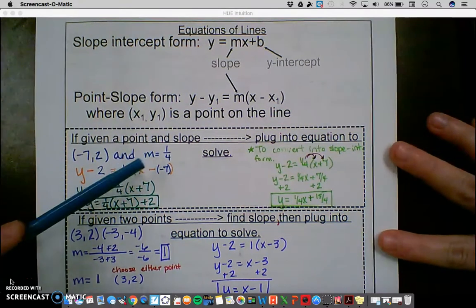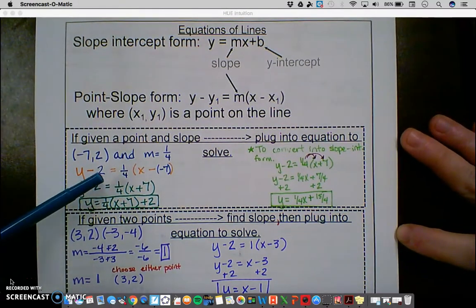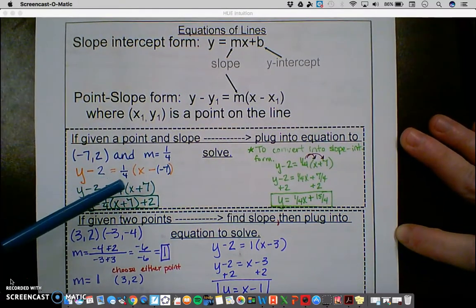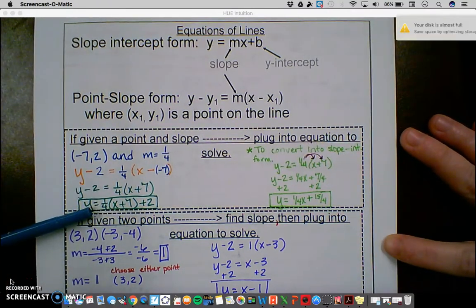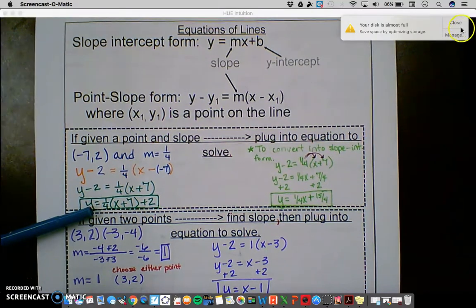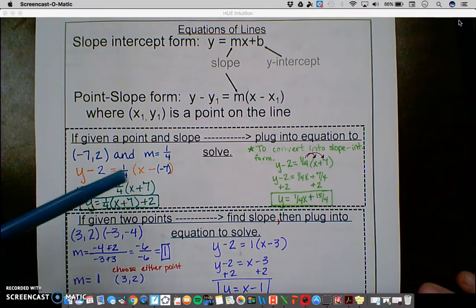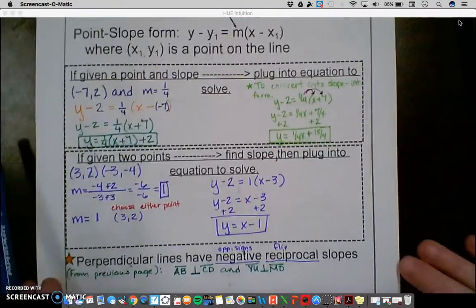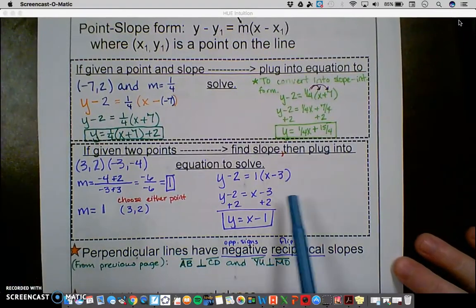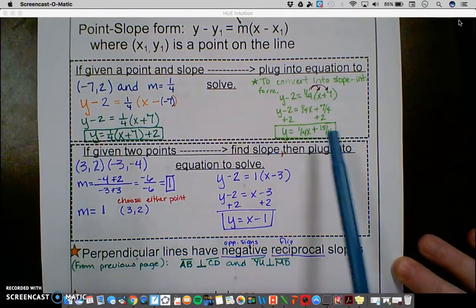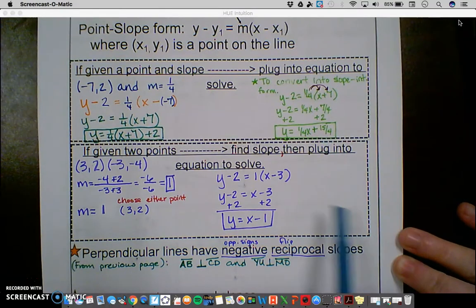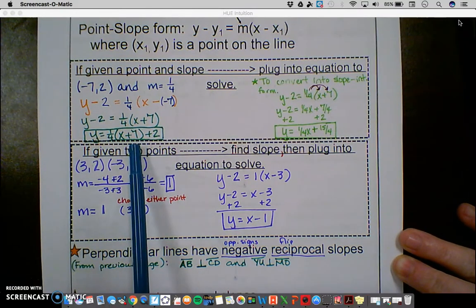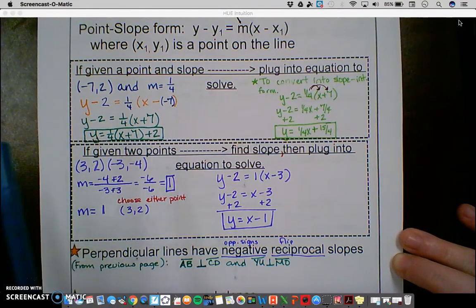You can plug in m as your slope, and 2 is your y value, -7 is your x value, and then put that in your point-slope form. To convert that to slope-intercept form, distribute your 1/4 and then move that 2 over. And so this is your slope-intercept form, and this is what's called vertex form or point-slope form.